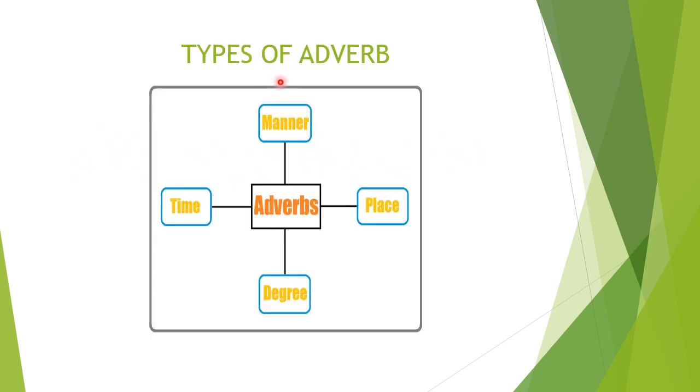Types of adverb. There are 5 types of adverb. Adverb of manner, adverb of place, adverb of degree, adverb of time, and adverb of frequency. Clear? So how many types of adverb are there? 5 types of adverb are there. Manner, place, degree, time, frequency. Clear?